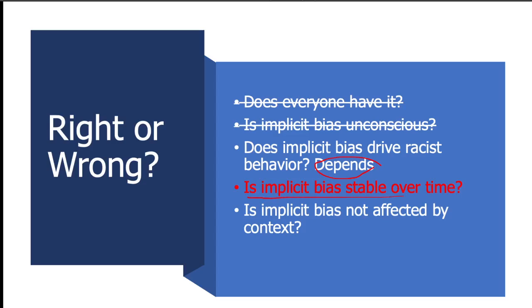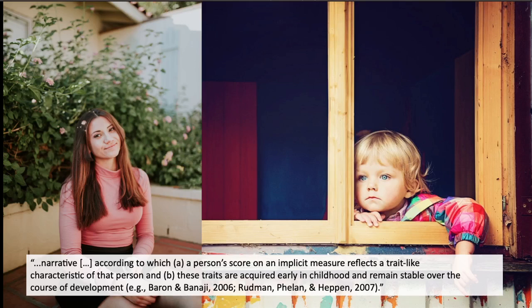Now we're talking about, is implicit bias stable over time? It's another one of these famous ones: we get them and then we can't shake them off. There's a narrative that Gawronski writes, according to which a person's score on an implicit measure reflects a trait-like characteristic, and these traits are acquired early in childhood and remain stable over the course of development. So there's this little girl, she sees something, she learns something, she acquires a negative attitude towards, for instance, Black people, and then later on, if I test her again, she still has that. It's basically stable over time.